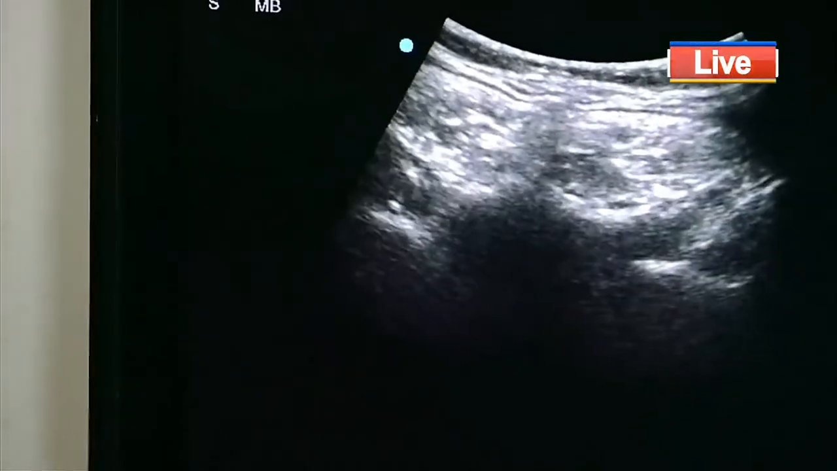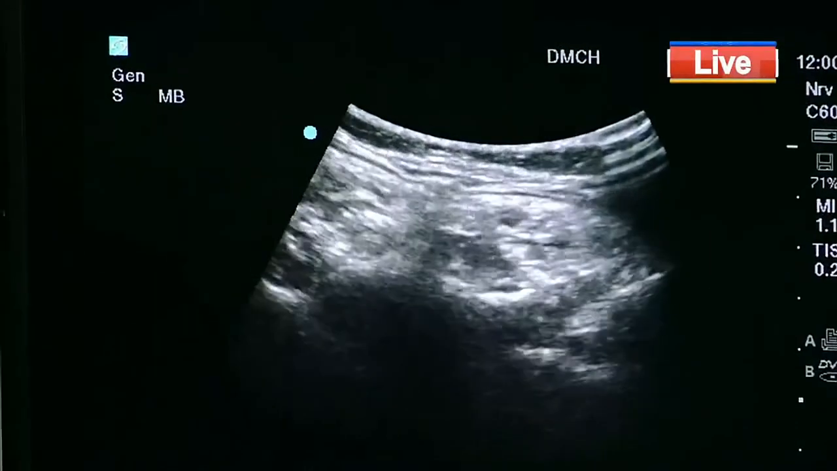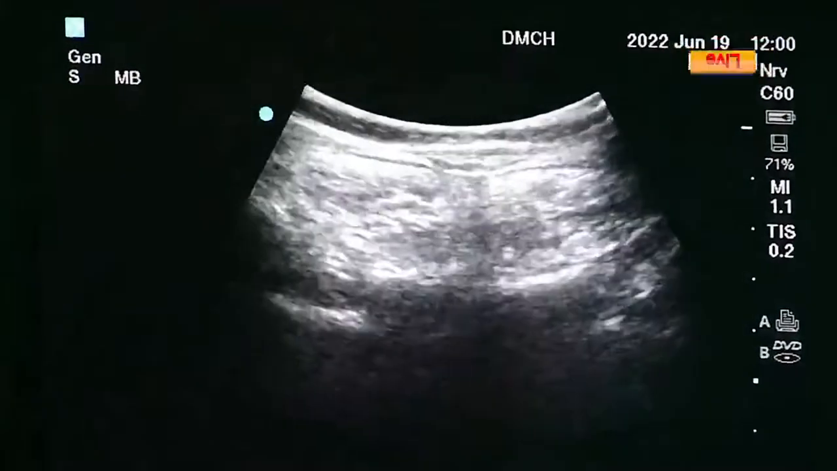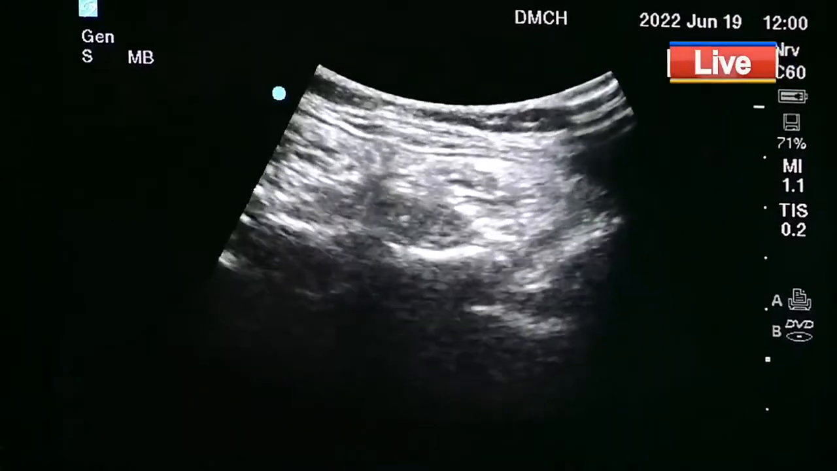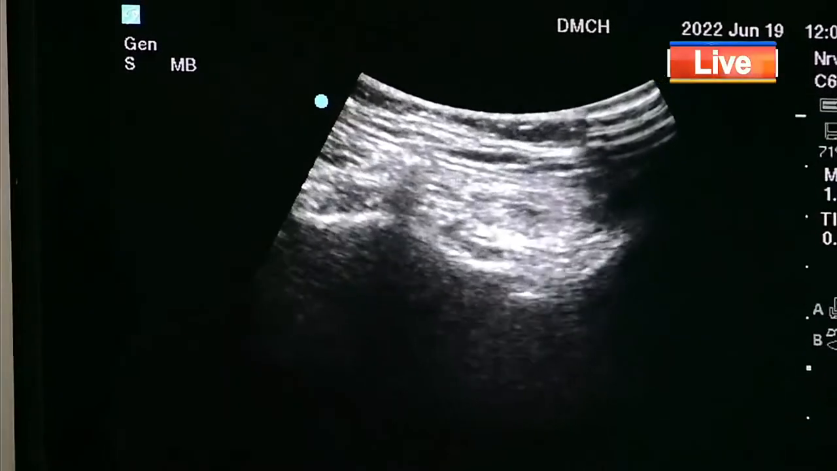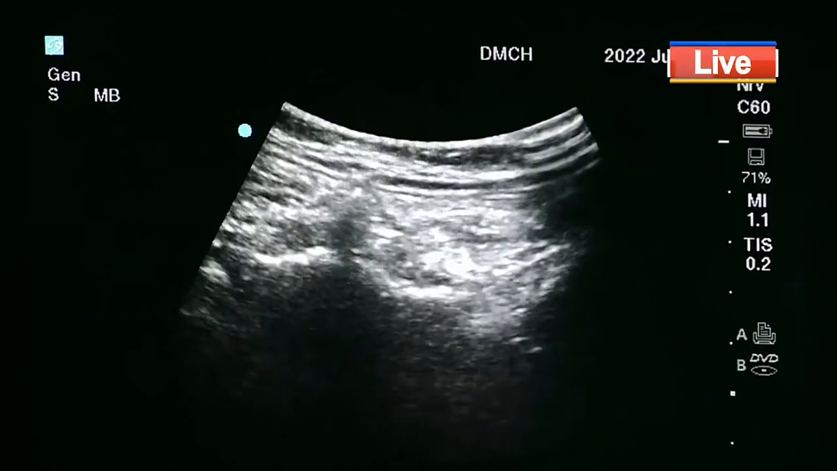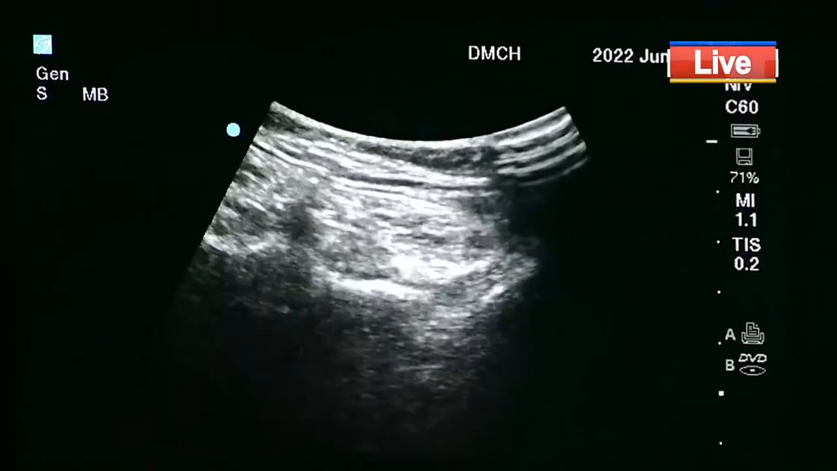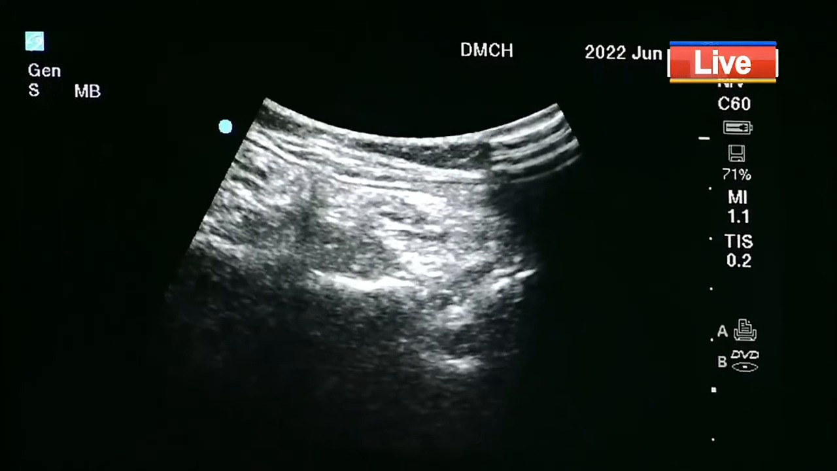Okay. So the patient has some pain here because there is a boil very close to it. So usually we will not go anywhere near to it. Just want to stay away from it. Give some amount of local.